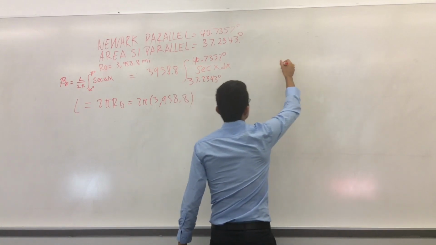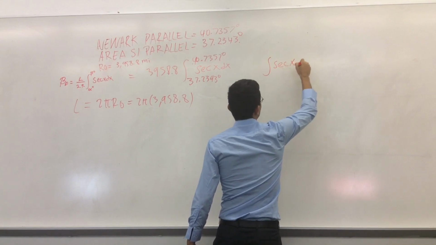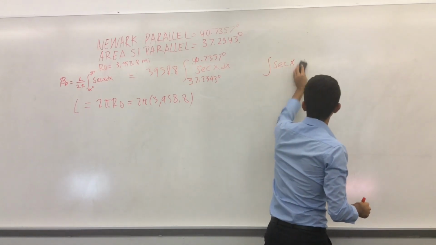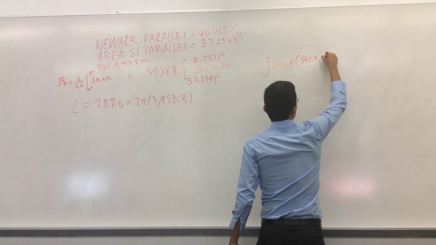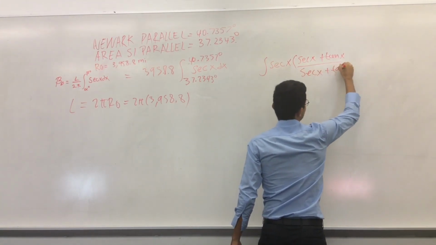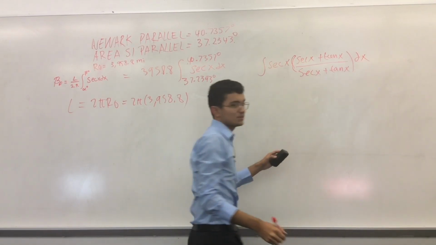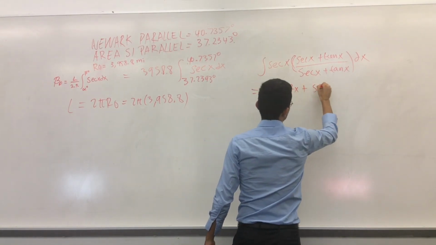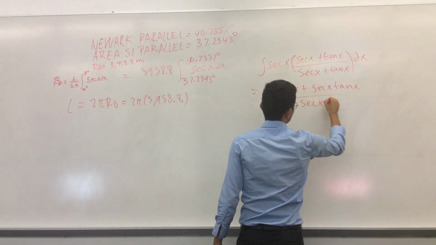In order to find the integral of secant, we could do a very unusual u substitution, but to do that we have to multiply by secant of x plus tangent of x, and divide by secant x plus tangent x, all of that multiplied by dx. Let's see what we get. We're going to get the integral of secant squared x plus secant x tangent x, all of that divided by secant x plus tangent x.